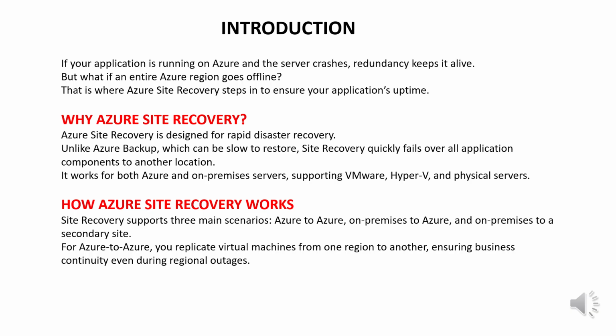How Azure Site Recovery works. Site Recovery supports three main scenarios: Azure to Azure, on-premises to Azure, and on-premises to a secondary site. For Azure to Azure, you replicate virtual machines from one region to another, ensuring business continuity even during regional outages.